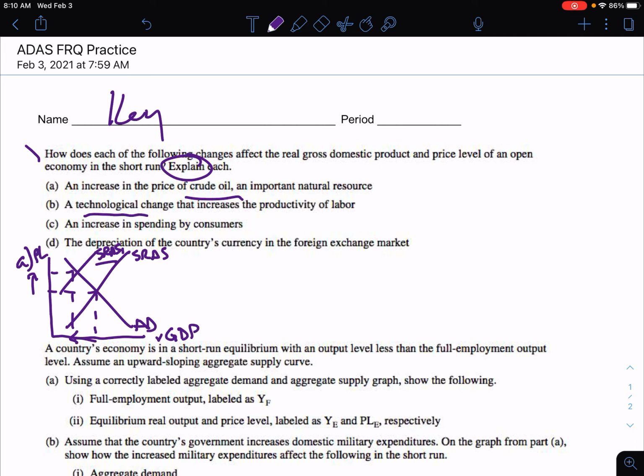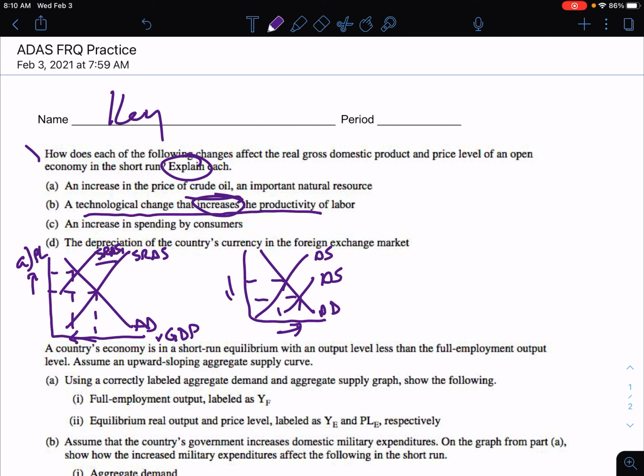Okay, a technological change that increases the productivity of labor. So I'm trying to make this a little bit smaller so you can see better. So AD, we'll just call it AS to save space. So now we're going to have an aggregate supply shift to the right. So we have price level is going to fall and real GDP is going to rise because we're going to be more productively making stuff. That's a rightward shift of aggregate supply.